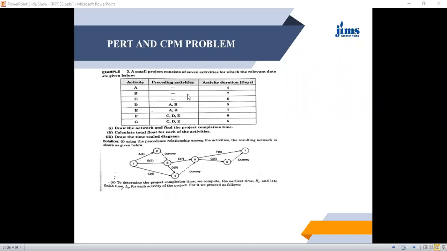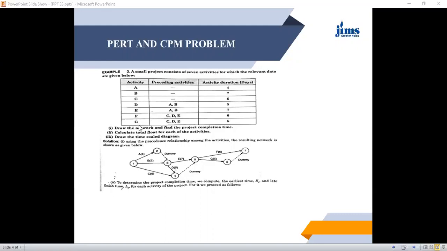Now F has a predecessor of C, D, and E. So F has a predecessor of this C, D, and E. So again you have to join 4, 5 by a dummy activity. So see, this F now becomes a successor of these three activities C, D, and E.